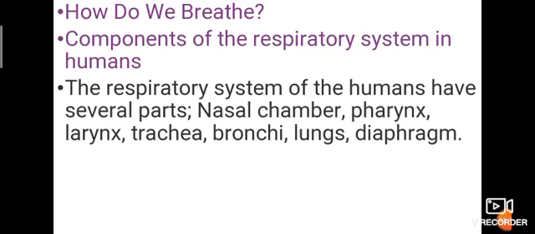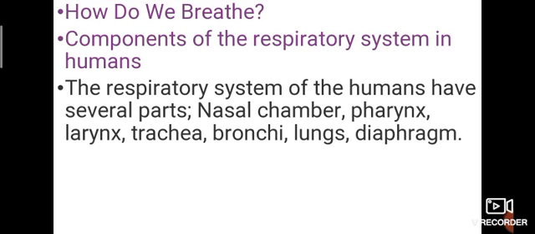Okay, dears. How do we breathe? Yeah, through our nose. So, what are the things that participate in our breathing process? Can you say? Is our nose, nostrils, then lungs. Yeah, we know that only. But what are the organs that participate in our respiratory system?